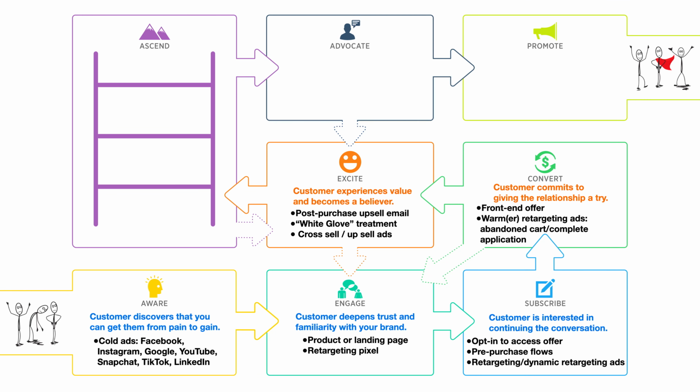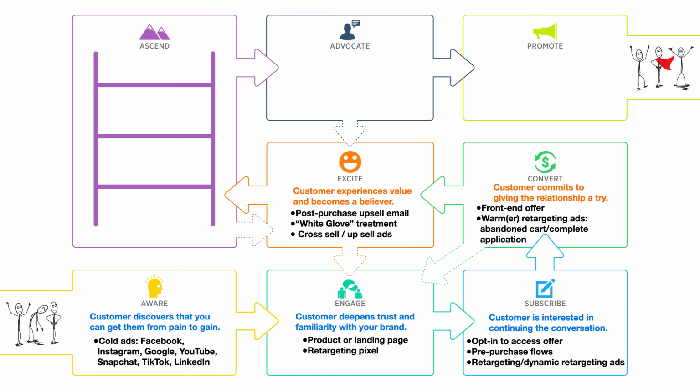So next is the excite stage. And this is where the customer experiences the value of your product for the first time and either becomes a believer or does not. So this is when they finally interact with your brand for the first time. So at the convert stage, they bought the product. Now it's arriving in the mail and they get to actually experience it. But as an e-commerce store owner, you need to be thinking about that whole journey. So they transacted at the convert stage. You need to be thinking about post-purchase upsell emails. How can you resell to your customer as soon as possible after they've bought for the first time?